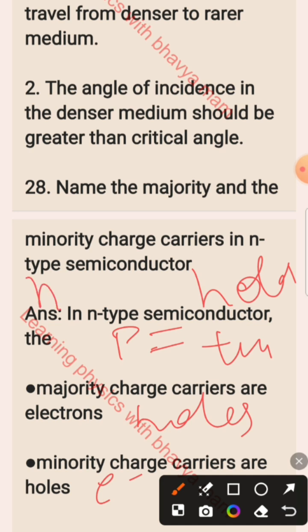So, for N-type, just remember it is electrons, negative. N stands for negative, so electrons are majority. P stands for positive, so in p-type, majority is holes. Is this clear, students? N-type and p-type are the two types of extrinsic semiconductor. Just to remember, N means negative, P means positive. You can remember like this so that it will be easy for you, right?